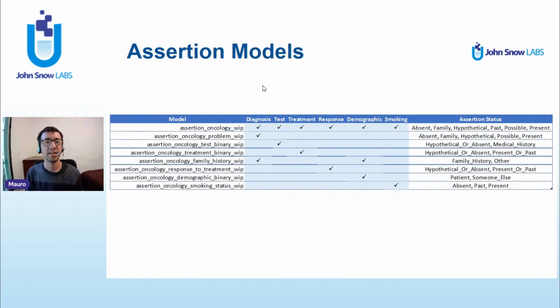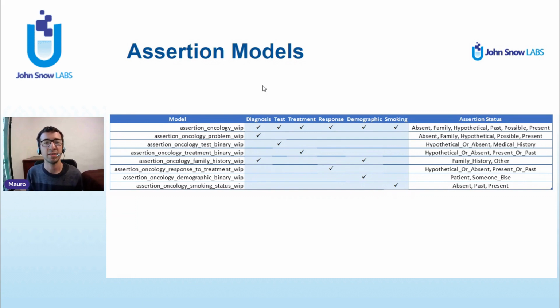Okay, so here you can see a table with different assertion models. Once again, I didn't include models that are not oncology specific, but it's always a good idea when you start developing your pipeline to include other kinds of assertion models like assertion JSL or assertion DL, and then see which one is the one that fits best your use case.